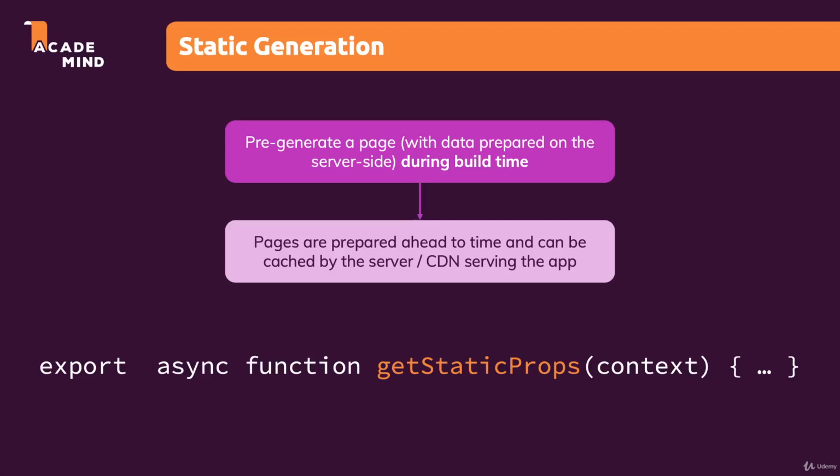The getStaticProps function can be added to any page file, and only there, as I mentioned, and you need to export it. And when you do so, then Next.js will also call this getStaticProps function on your behalf when it pre-generates a page. And this function also signals to Next.js that this is a page that should be pre-generated.